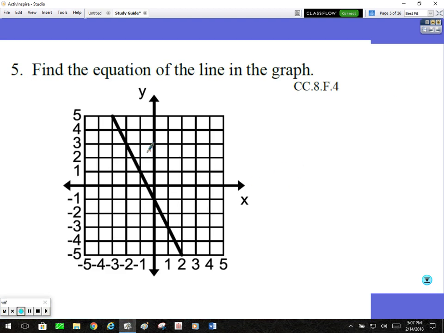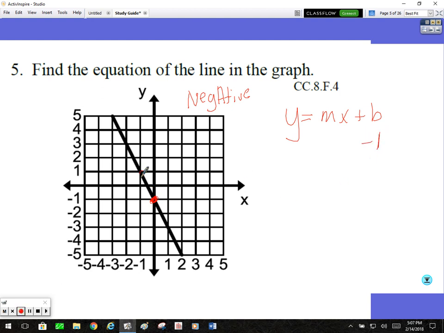Okay. Number 5, find the equation of the line. Same concept again. I'm assuming we're going to have some answer choices over here, but remember, we can do it again. First off, I notice this line is going negative, going downhill from left to right. And remember, we want to write it as y equals mx plus b. All right, well, my b is the y-intercept. That's where it crosses the y-axis. So it's negative 1.